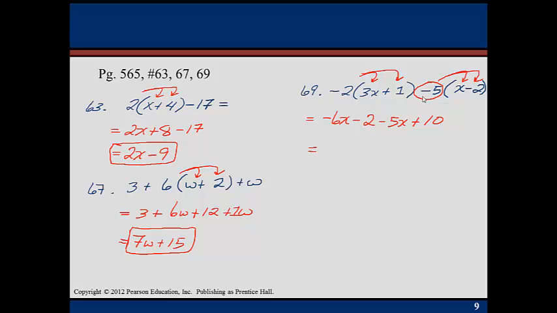Be careful of your signs. Remember, a negative times a negative gives you a positive. Now we combine our like terms. So negative 6x minus 5x. Negative 6 minus 5 makes it a negative 11. Don't forget to keep the x. And then negative 2 plus 10, well, that's plus 8. And then we see our final answer is negative 11x plus 8. These are not like terms, therefore I leave it as I see it.